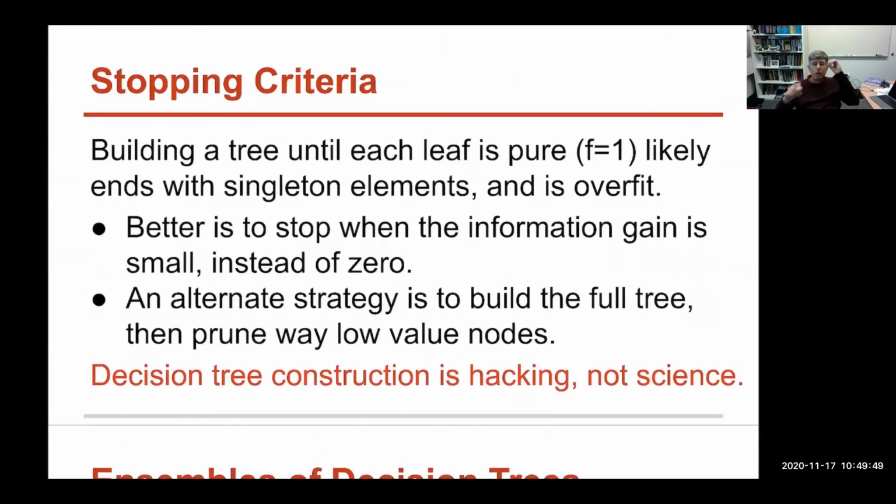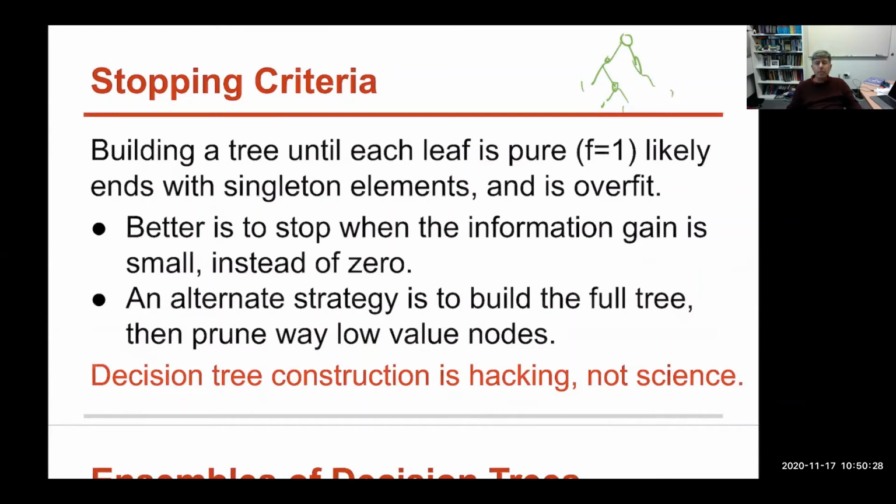So if we do build a tree by a kind of greedy thing, when should we stop? Well, it should be clear that we could build a tree down to the point that every leaf node is going to be a singleton, or all the elements are going to be of the same class. If all the leaf elements are of the same class, then we will get perfect prediction accuracy on our training set.